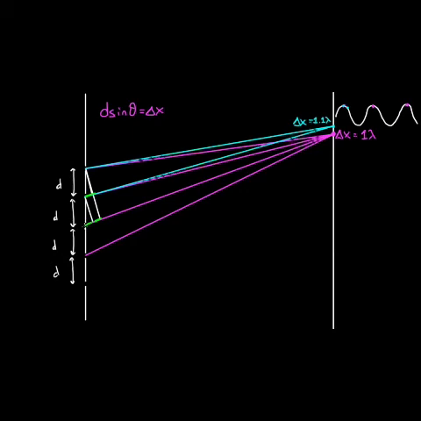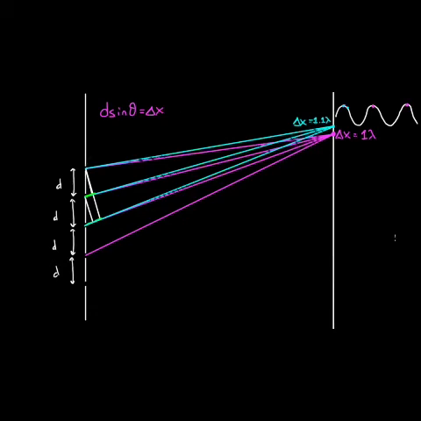Wave from the third hole also travels to get there. How much farther does it travel? Well, it travels 1.1 wavelengths further than the second hole, but it travels 1.1 plus 1.1 wavelengths further than the first hole, so it travels 2.2 wavelengths further than the first hole.